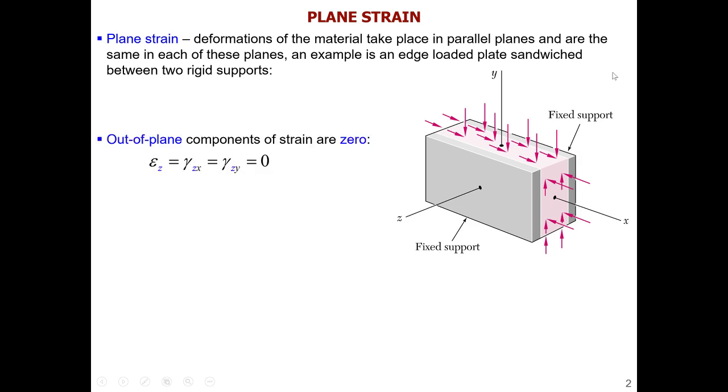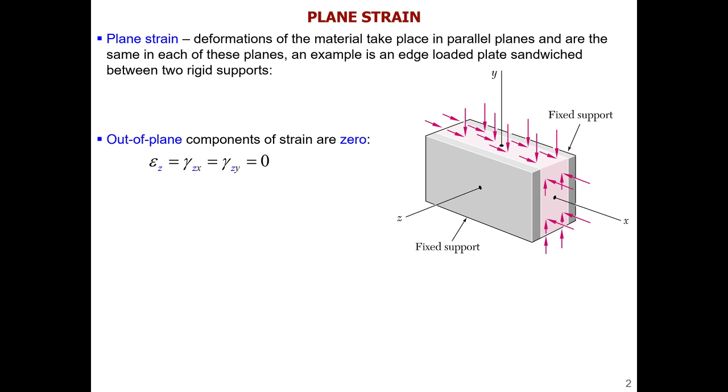Okay, so then what will happen is that we eliminated all the components that have the index Z in it, right? So there is no normal strain in this direction, we constrain that, but there is also no shearing in direction Z, right? So this is our plane strain condition.